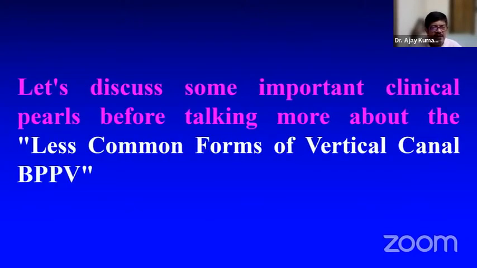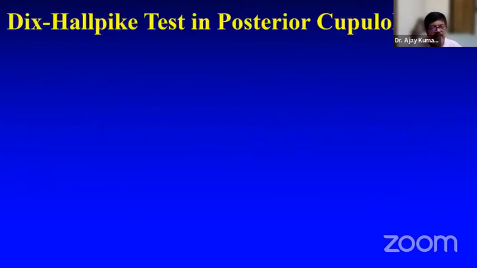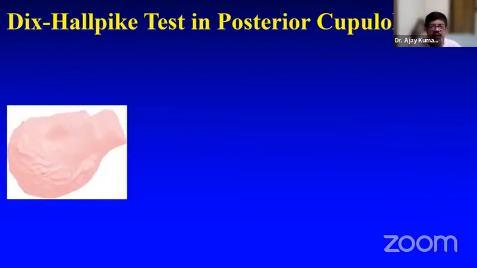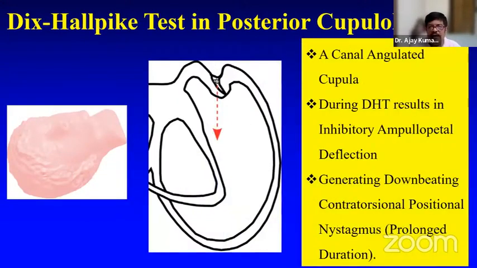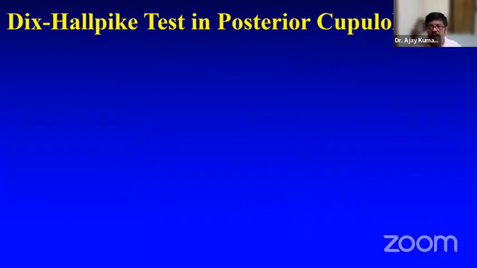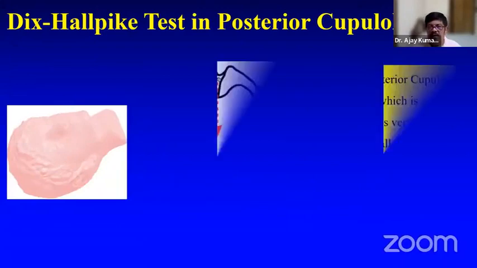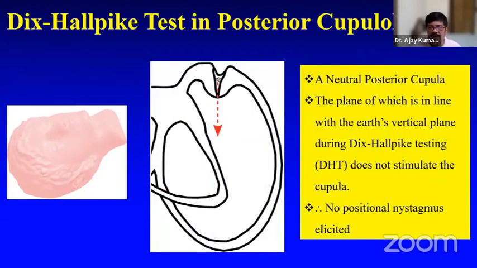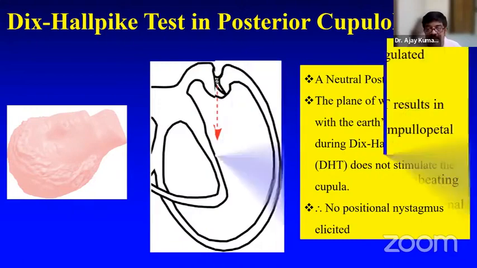So let's discuss some important clinical pearls before talking more about the less common forms of vertical canal BPPV. The Dix-Hallpike test in posterior cupulolithiasis is not the gold standard because a canal angulated cupula during the Dix-Hallpike test results in inhibitory ampulopetal deflection, generating downbeating contratorsional nystagmus of prolonged duration. A neutral posterior cupula, the plane of which is in line with the Earth's vertical during the Dix-Hallpike testing, does not stimulate the cupula and no positional nystagmus may be elicited.